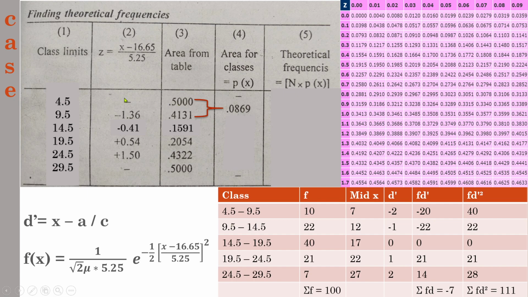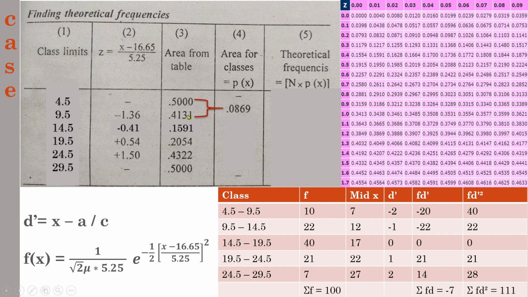Because the table will always begin from minus, it will come towards the middle, and the middle value will be a plus or a minus sign. Following that there will be positive values. Just see the second column, it begins minus, minus, after that plus, like that. So you need to take the difference, you will get 0.0869.